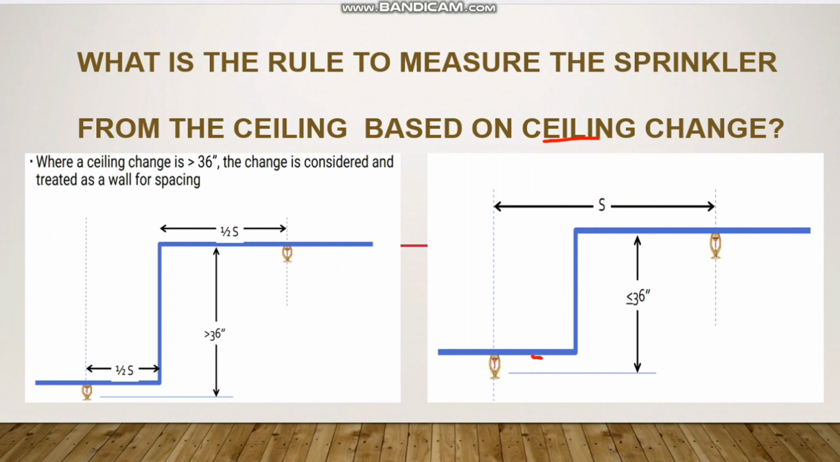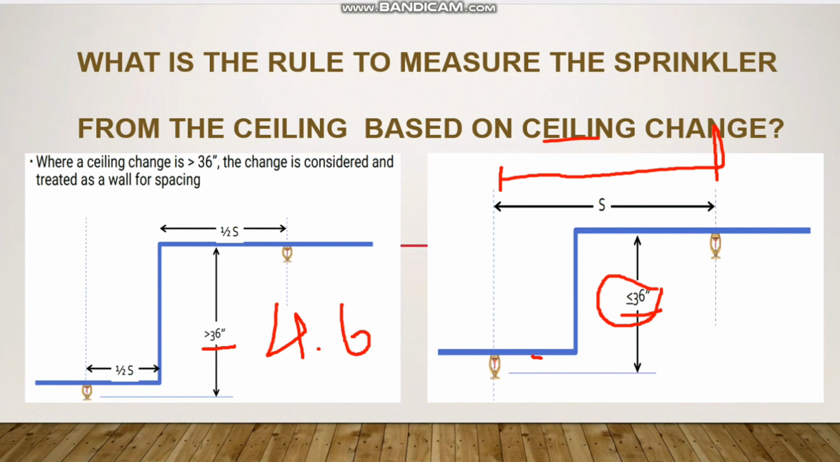If the depth of this area is less than 36 inches, then we have to consider the sprinkler distance. Like I told you, we have the ordinary hazard, so the maximum spacing between two sprinklers is 4.6 meter. Then it can be 4.6 meter if it is less than 36 inch. In the next case, if it is more than 36 inch, for the ordinary hazard, 4.6 meter is the maximum distance. So this needs to be considered as a wall. From here we need to apply the rule of half of S, that means half of 4.6, it will be 2.3 meter.